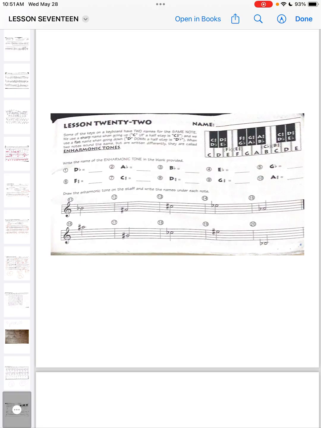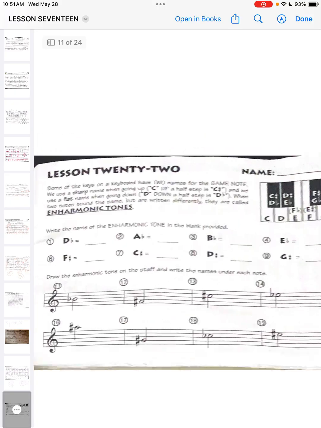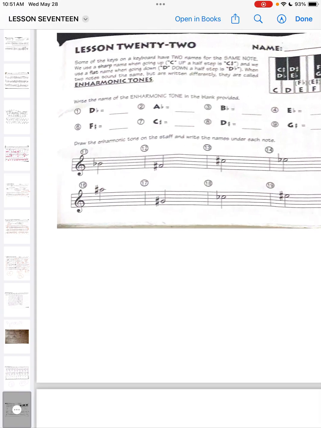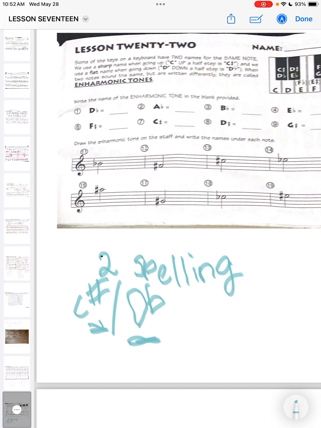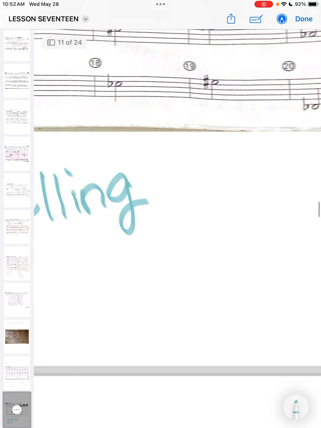Enharmonic notes. So I've got a simple way to say this. If you have a note that has two spellings, for instance C sharp is the same as D flat, you're going to have two different note names, but they all mean the same thing. That's what it means: enharmonic note.